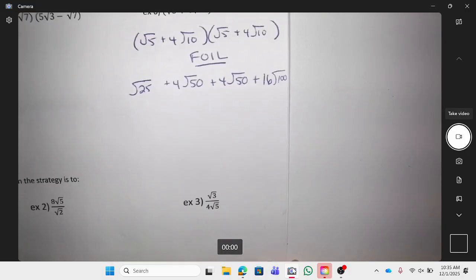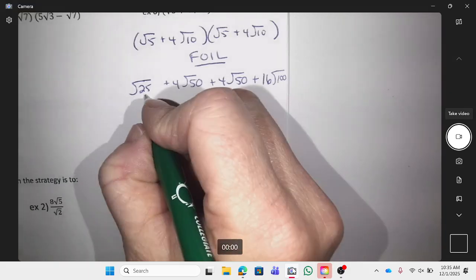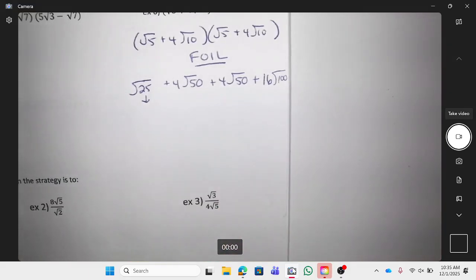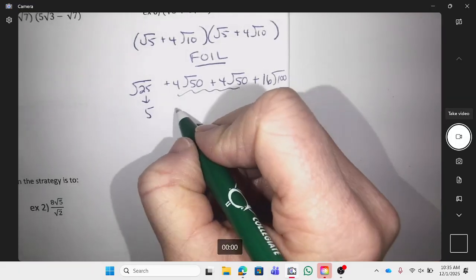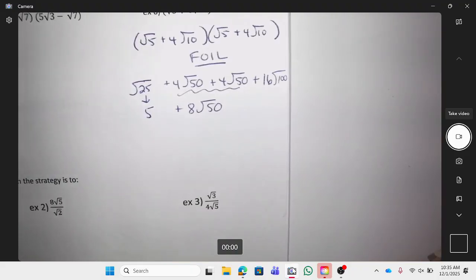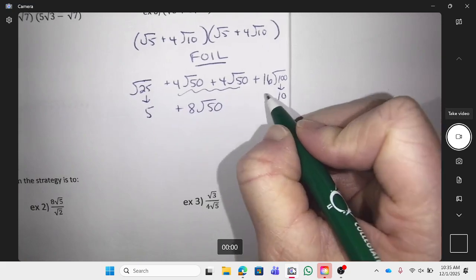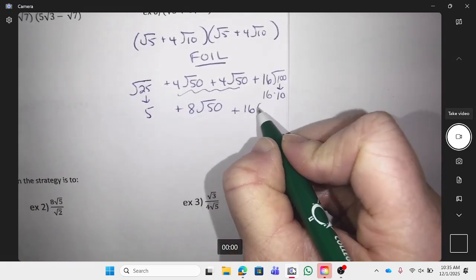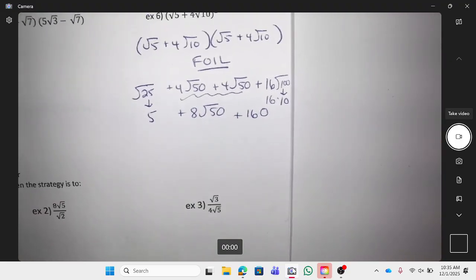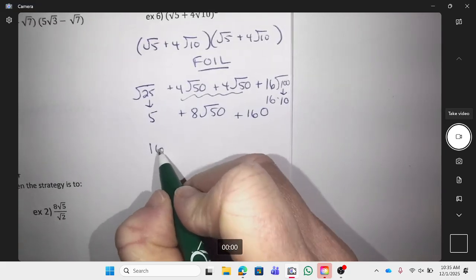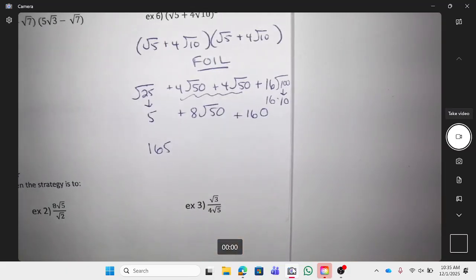There's a bunch of stuff I'm not going to leave though. So here's what's going to happen. The root of 25 can be simplified, so that's just a 5. We have root 50s and more root 50s, so 8 root 50. Also, root 100 can change to just a 10. So that's 160. So I can say 165 now there. That's a simplification.